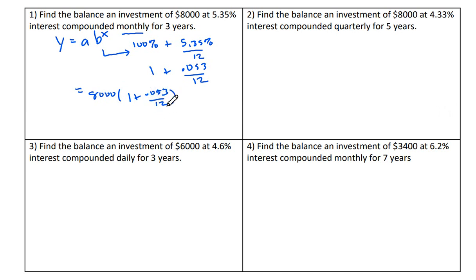And then X is our time units. Our time units is actually not going to be years. It's going to be 3 times 12 for 36 because I'm going to compound this 36 times. I'll type all of that into my calculator and get, since it's money, $9,375.42.